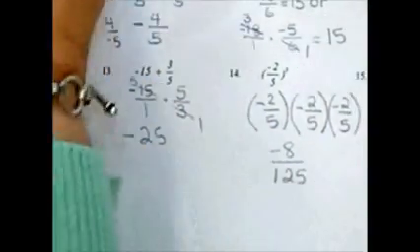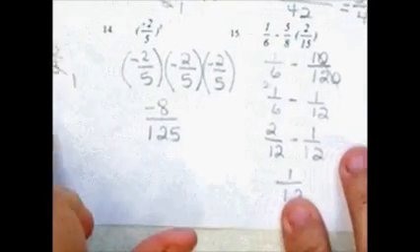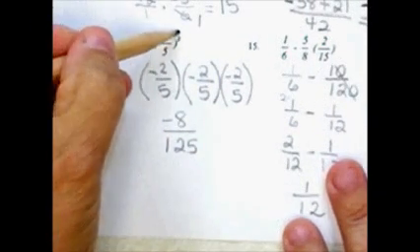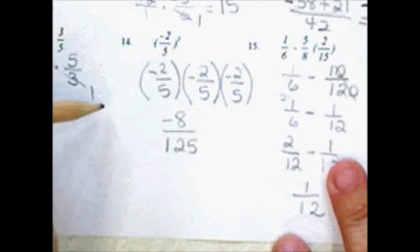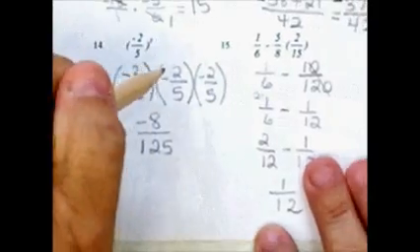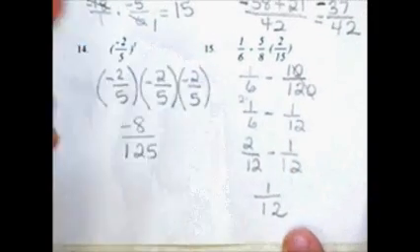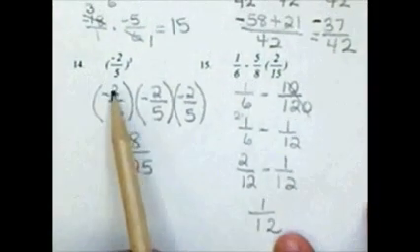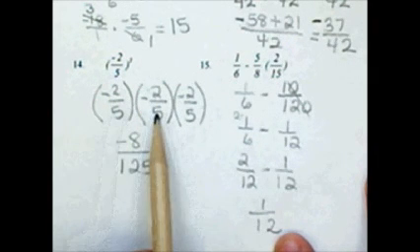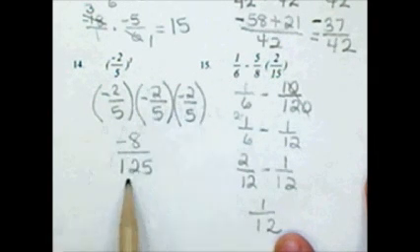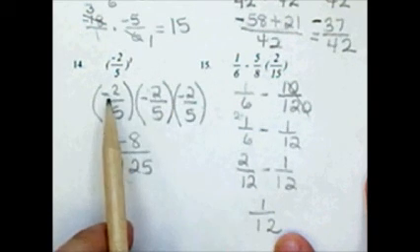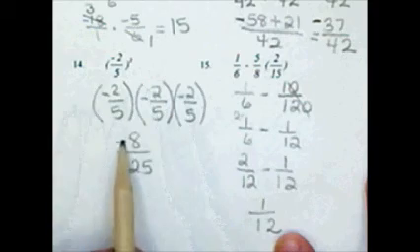Okay, number 14. This says negative 2/5 cubed. So that means write it down 3 times and multiply it together. So I've got negative 2/5 times negative 2/5 times negative 2/5. So across the top, 2 times 2 is 4 times 2 is 8. 5 times 5 is 25 times 5 is 125. It won't reduce. Don't have a pair of negatives. I have that one odd one left over, so that makes it negative.